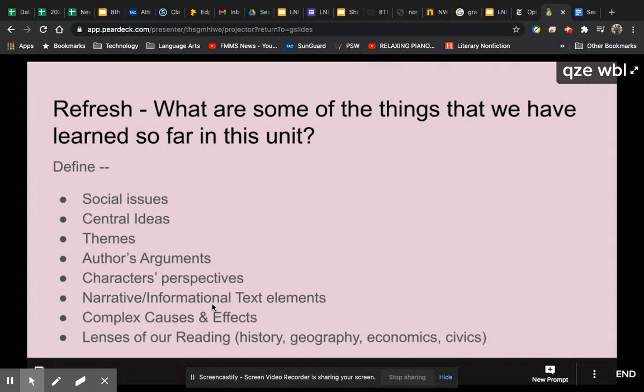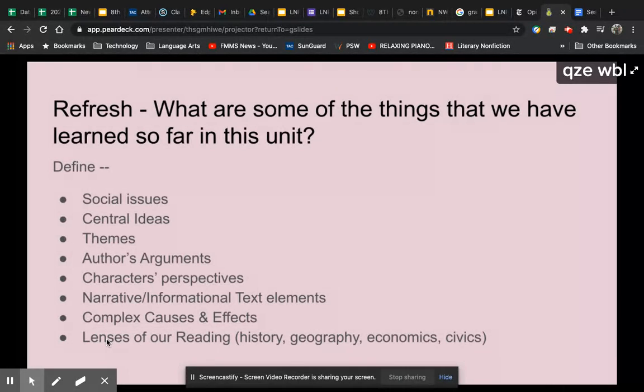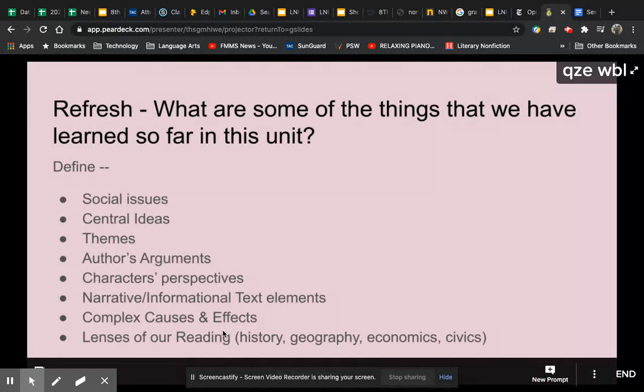You have your narrative and informational text elements. Narrative is when you look at the characters and the conflict and the themes and the setting and all that stuff. Informational text is when you look at the facts and the details. All right. Complex cause and effects. That's when we talked about the potholes and how one thing leads to another, that leads to another, that leads to another.